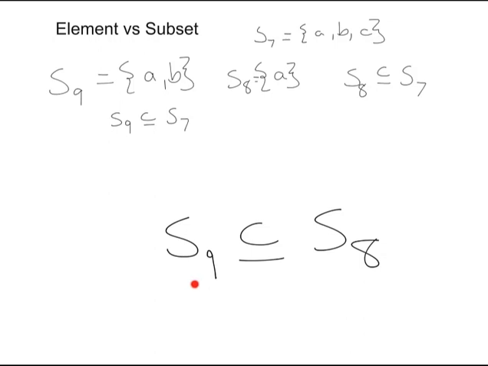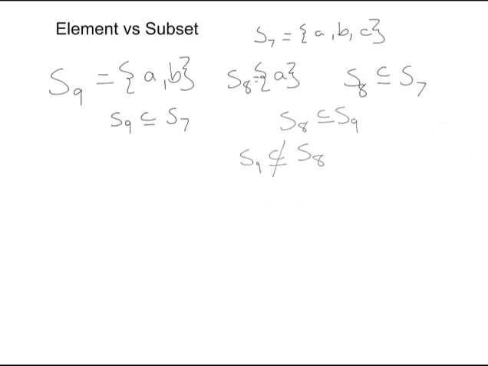And then you have to go through set 9 and say, is everything that's in set 9 also in set 8? So we look and we say, A is in set 9, A is in set 8. So far, so good. B is in set 9. Uh-oh, B's not in set 8. That means that S9 is not a subset of S8. In fact, S8 is a subset of S9, right? Because everything in S8 exists in S9, but not the other way around. Furthermore, if they were both subsets of each other, then they'd be the same set.